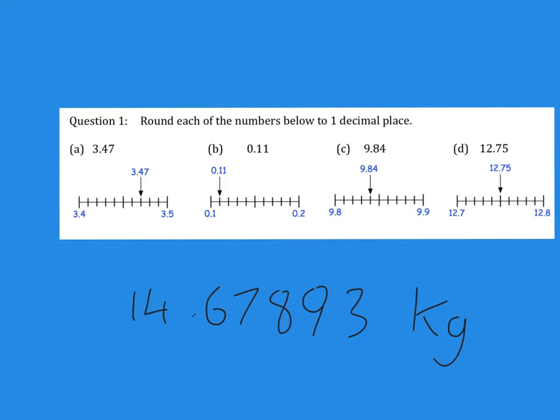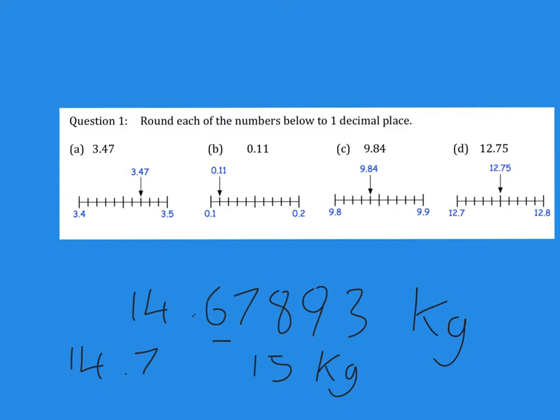So if I look at the 14.67, well, if I'm doing it to the nearest tenth of a decimal, so 14.6, I can round up, because it's 5 or above, you round up. I could round this here to 14.7, and then to the nearest kilogram, it would be 15 kg. Okay, so now I'm going to go through these examples on the slide. So it says round each of the numbers below to one decimal place.